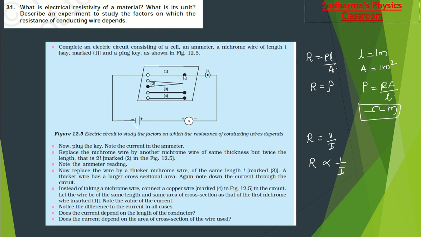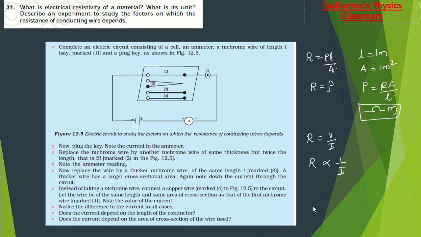So in the first case, when we take a single length, we get some amount of current. When you double the length, observe the current, then take a thicker wire. That means the area of cross section is changed. So in that case, what is the current, right? Then in the fourth case, you're going to change the material itself. So when the material changes, definitely that will affect the ammeter reading. So observe what happens in all these cases and understand.